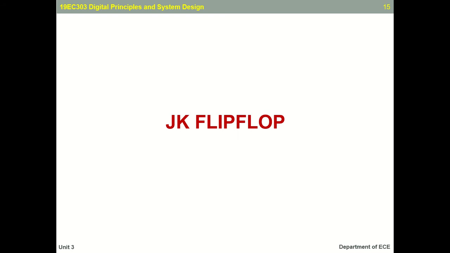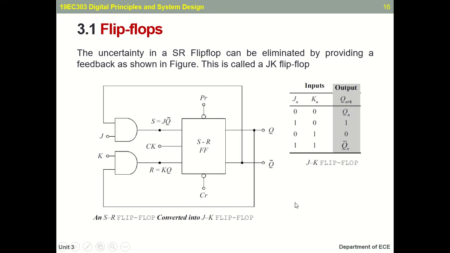So a flip-flop has been designed in such a way that it is called the JK flip-flop, which can rectify the drawback that exists in the SR flip-flop, that is, the presence of the indeterminate state when both R and S are 1 and 1. Now we shall go into this. The first and foremost thing to look into is that the uncertainty in the SR flip-flop can be eliminated by providing feedback.